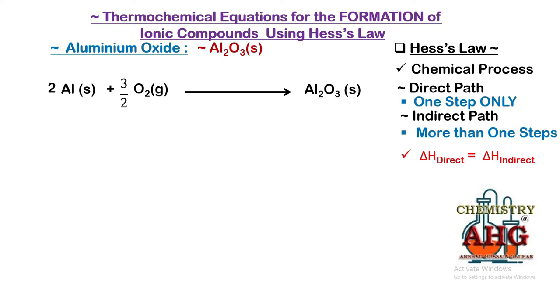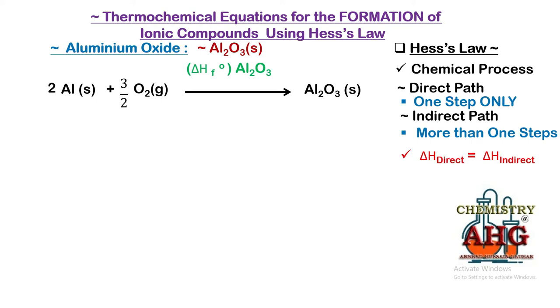For example, in this case you can see there is the formation of aluminum oxide. So the enthalpy change of this step can be known as standard enthalpy change of formation. So on the reaction arrow you can introduce standard enthalpy change of formation of aluminum oxide. Now this chemical equation is known as thermochemical equation. So this is the difference between simple equation and thermochemical equation. Okay, we have completed the direct path. Let's proceed to the indirect path.